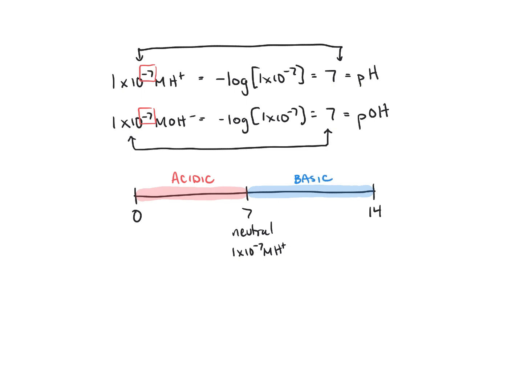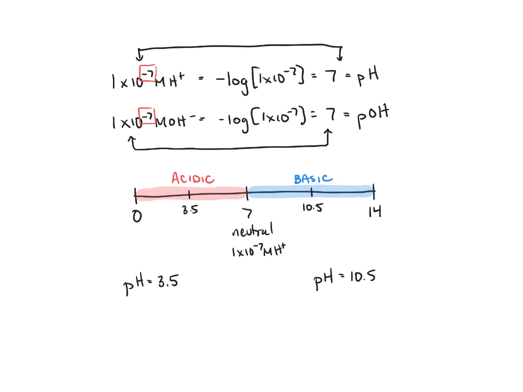Now, why is it acidic and basic? Well, let's take a look. Let's go right here in the middle, like 3.5. Well, what does that mean? That means it has a pH equal to 3.5. Let's go to the other side, right there in the middle, 10.5. Well, that means it's a pH equal to 10.5.